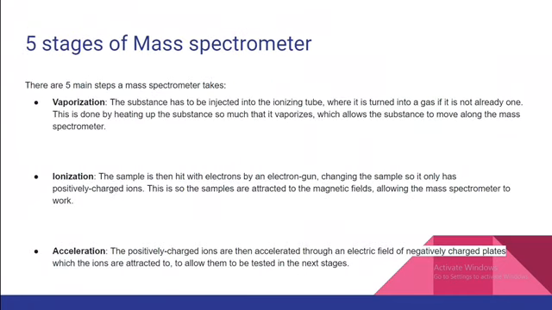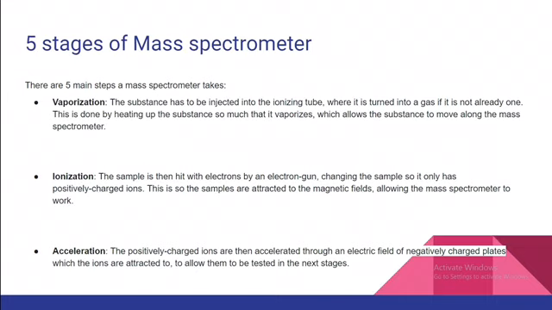There are five main steps for mass spectrometry. The first step is vaporization. In vaporization, the sample that is injected into the tube is heated up so that it becomes a gas, allowing it to spread across the mass spectrometer.